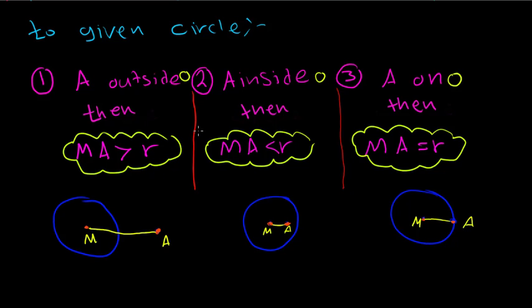If you draw the point A inside the circle like that here, then the length of line segment MA will be less than the length of the radius, as you see here. And if you draw the point A on the circle, then the length of line segment MA will be equal to the length of the radius.